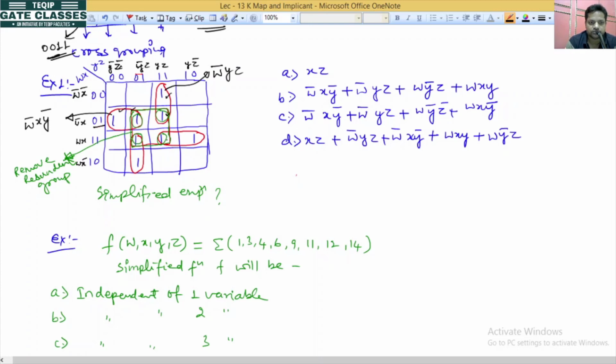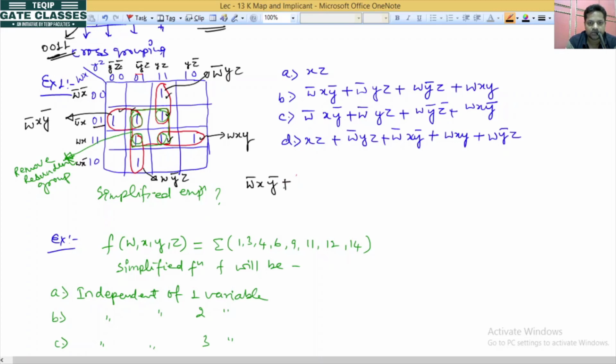Okay? Now go for this one. In rows we have wx and in column we have y. Now go for this one. In rows we have w and in column we have y bar z, so it will be w y bar z. So what will be the simplified function?